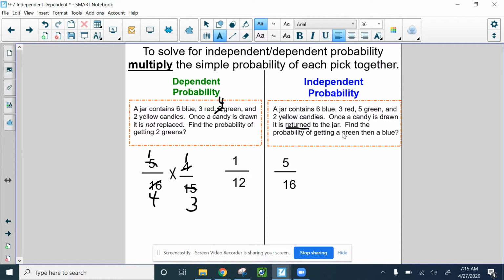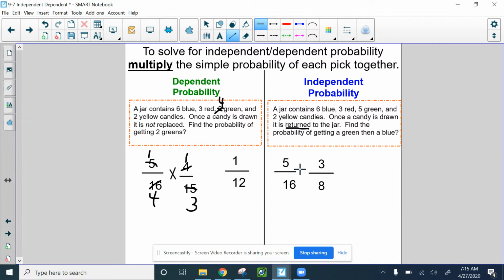So if I want to know what's the probability of getting a green one, 5/16, then a blue one, now I need to find what's my probability of getting blue. So my probability of getting blue would be 6 out of 16. It's still 6 out of 16 because I did not change the total number of candies in the jar. Now, before I do any of this multiplication, I'm going to take my 6/16 and simplify that down to 3/8 to start, just to make my numbers smaller to multiply with.